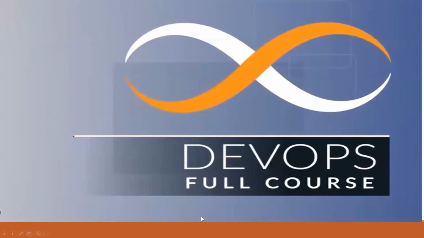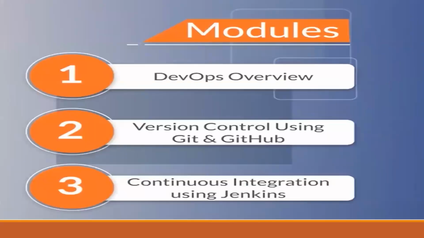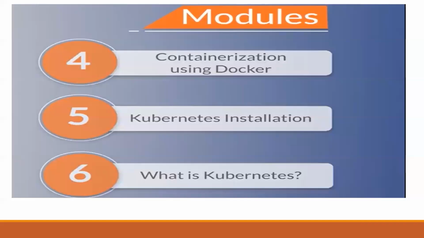You have already seen the DevOps school full course, right? In that full course, the modules are a DevOps overview, version control system using GitHub, continuous integration using Jenkins, and containerization using Docker. What is Docker? Why do we need Docker?